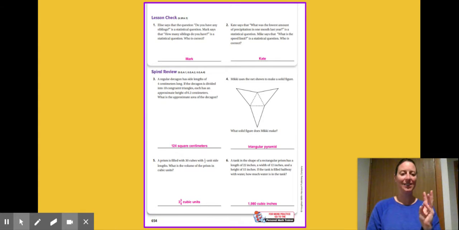Number 6, a tank in the shape of a rectangular prism has a length of 22 inches, a width of 12 inches, and a height of 15 inches. If the tank is filled halfway with water, how much water is in the tank? This one's a little tricky. You're going to have to find the volume and then divide it in half because it's only filled halfway.